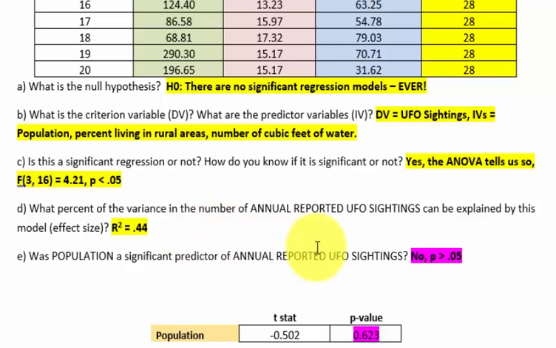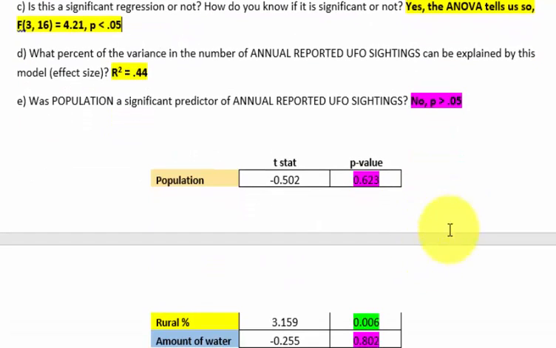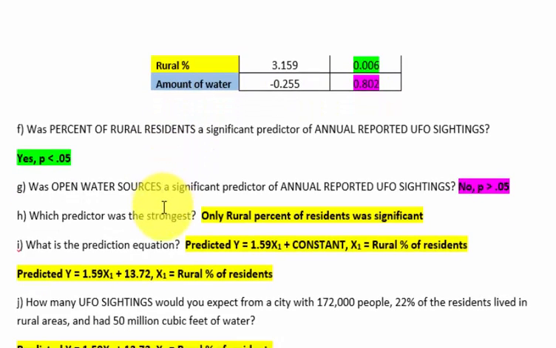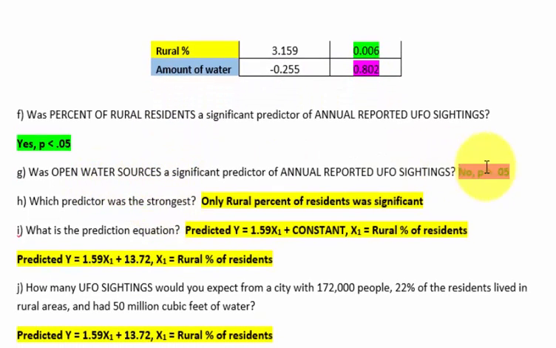So was population a good predictor of UFO sightings? No. Right? Because the p-value is greater than 0.05. Rural percentage of residents? Yes. In fact, that was the only significant predictor. Open water sources? No. So there was only one significant predictor, then that makes it the strongest, and that's rural percent of residents.